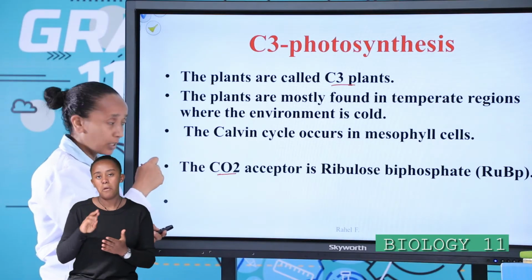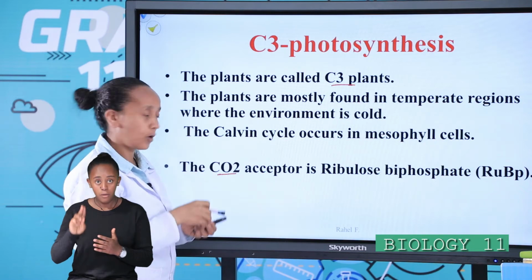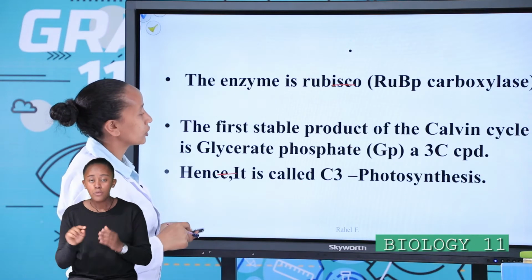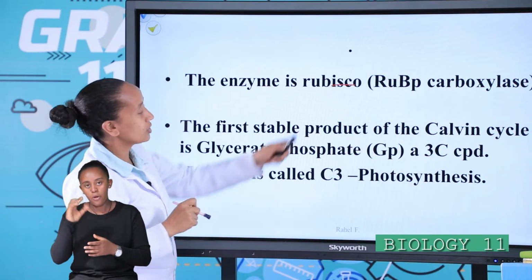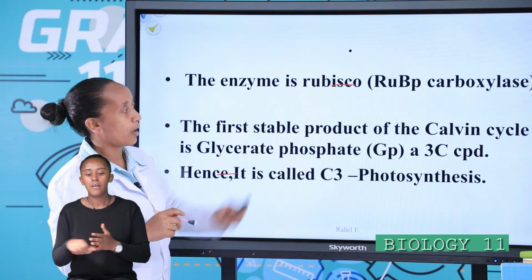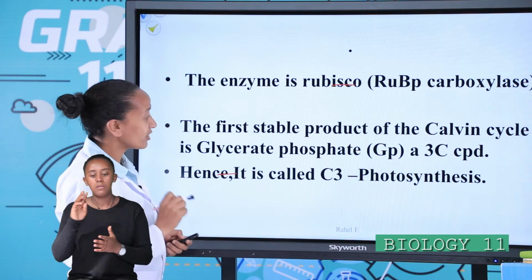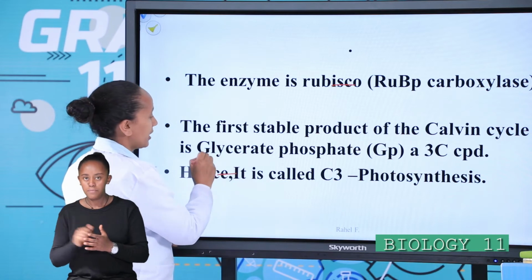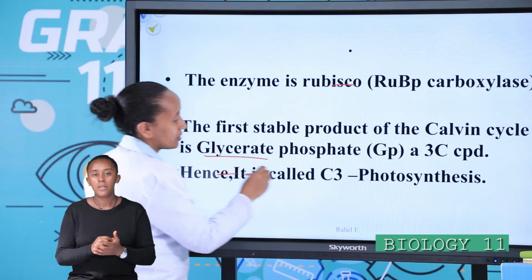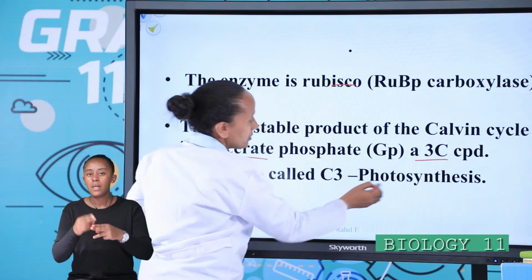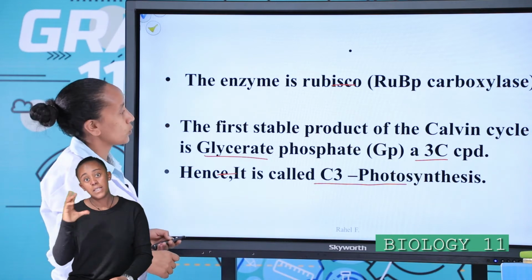As we have seen in the Calvin cycle, ribulose bisphosphate combines with carbon dioxide in the first reaction. The enzyme for carbon dioxide fixation is Rubisco, or ribulose bisphosphate carboxylase. The first stable product is a 3-carbon compound, glycerate phosphate. That's why the plants are known as C3 plants, and the photosynthesis is also known as C3 photosynthesis.